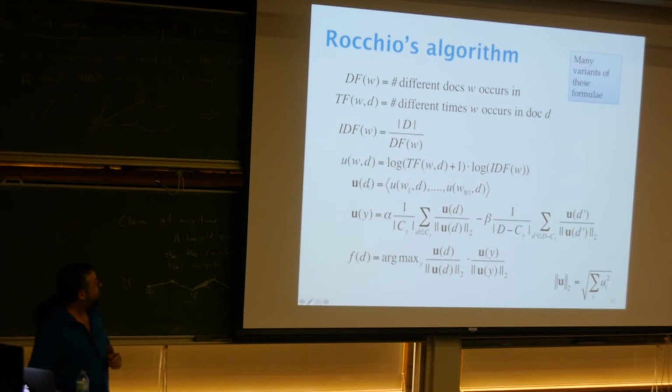So U of D, the boldface here means it's a vector. That's just a vector where every component is this measure, this function, for that word. So each word corresponds to a component of the vector. If I've got 10,000 words, I've got a vector with 10,000 components.